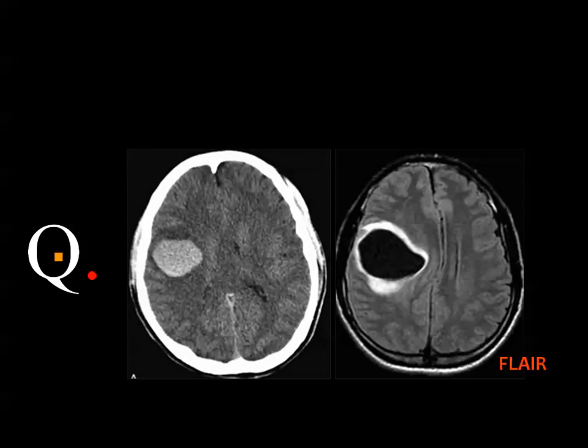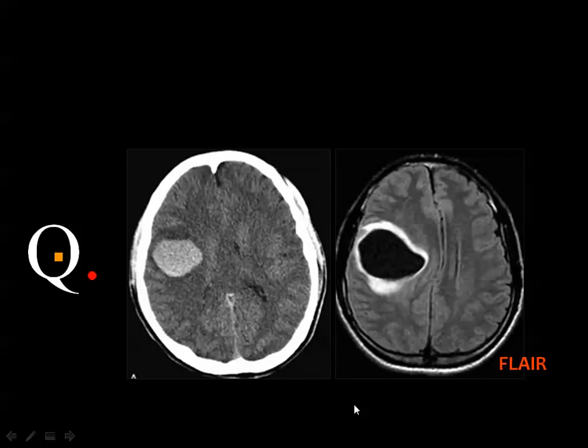I have repeated this many times, that the acute blood will appear of intermediate signal in the T1 and very dark in the T2 and the flare images, and they will be surrounded by a rim of perifocal brain edema, which will appear of bright signal in the T2 and the flare.